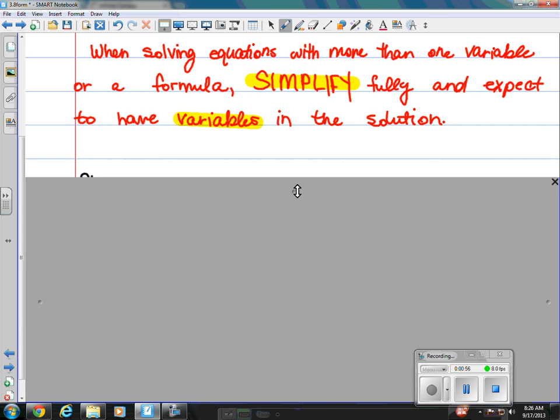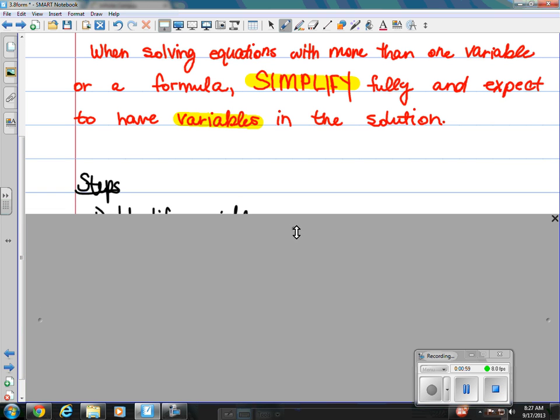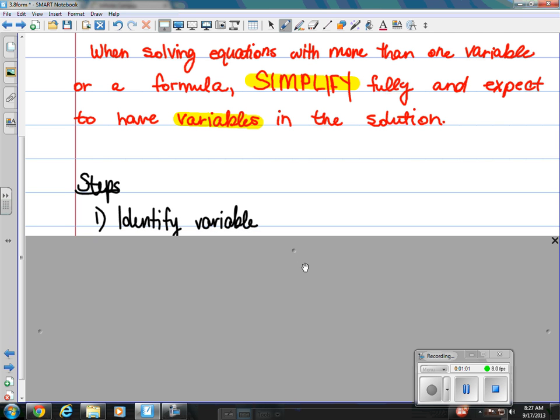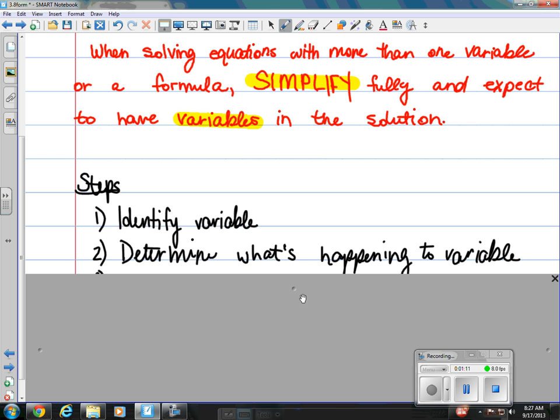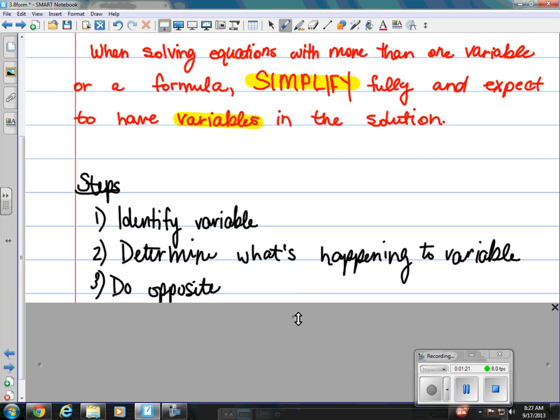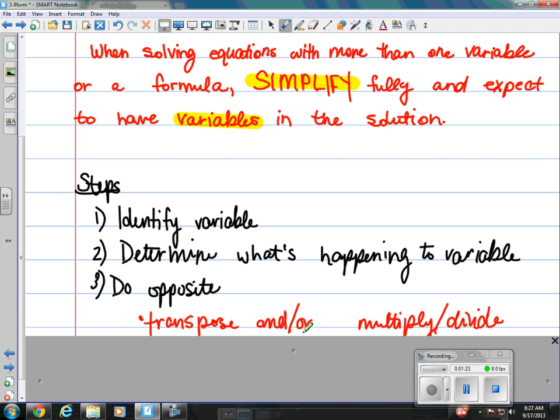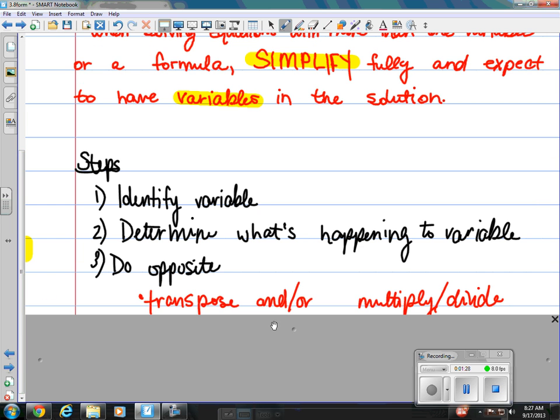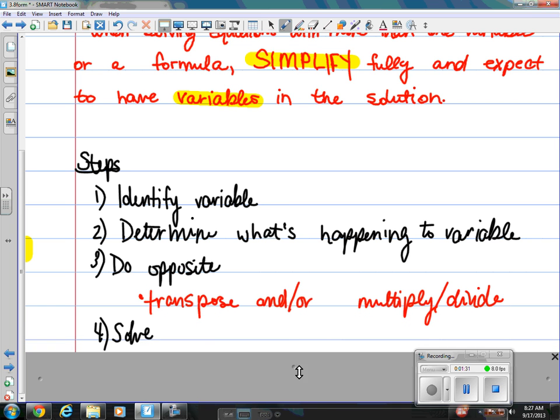Now our steps for today, where we're going to have more than one variable: the very first thing you want to do is identify the variable. There's going to be several. You have to pick the one that we're being asked for, identify it. Step 2, determine what's happening to that variable. Step 3, do the opposite, which means we're going to have to transpose and or multiply or divide. And lastly, we're going to solve.